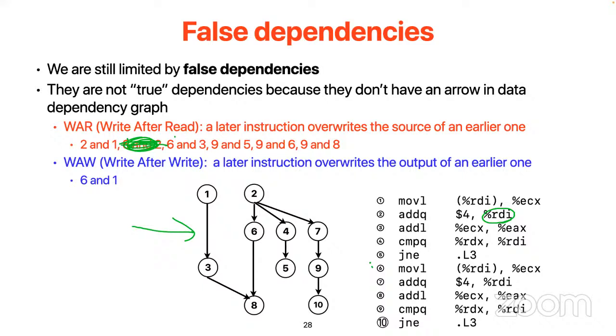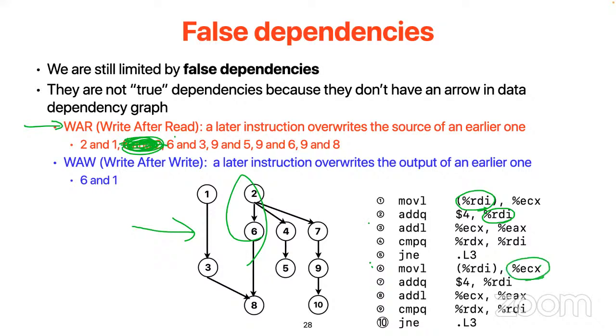For 6 and 2, it's a true dependency because there is an arrow. Again, what is write after read? A later instruction overwrites the source of an earlier one. So 2 and 1 is definitely the case. The third instruction is not yet, and the fourth instruction is also not generating an outcome. So the next instruction generating an outcome like this one comes later.